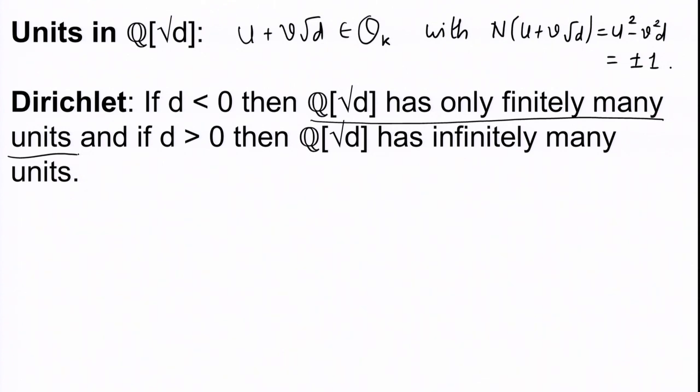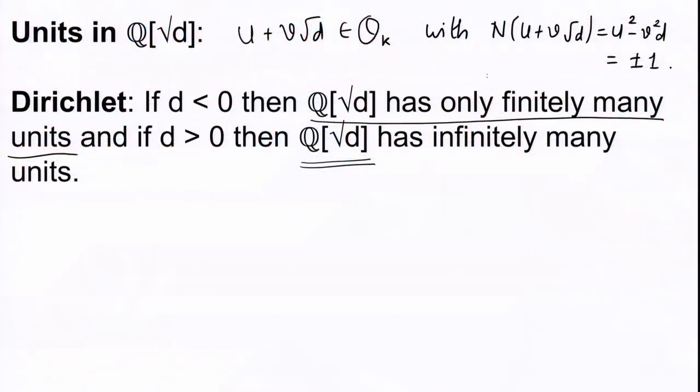So, this is an instance that we will talk about, d being negative. Further, if your d is positive, then Q root d has infinitely many units. This is a very nice dichotomy that we have. Whenever d is negative, there are only finitely many units, and whenever d is positive, there are infinitely many units. And we will see this in the following part using only very basic theory. So, Dirichlet's theorem for quadratic fields can be proved by bare minimum. Let us see what it involves.